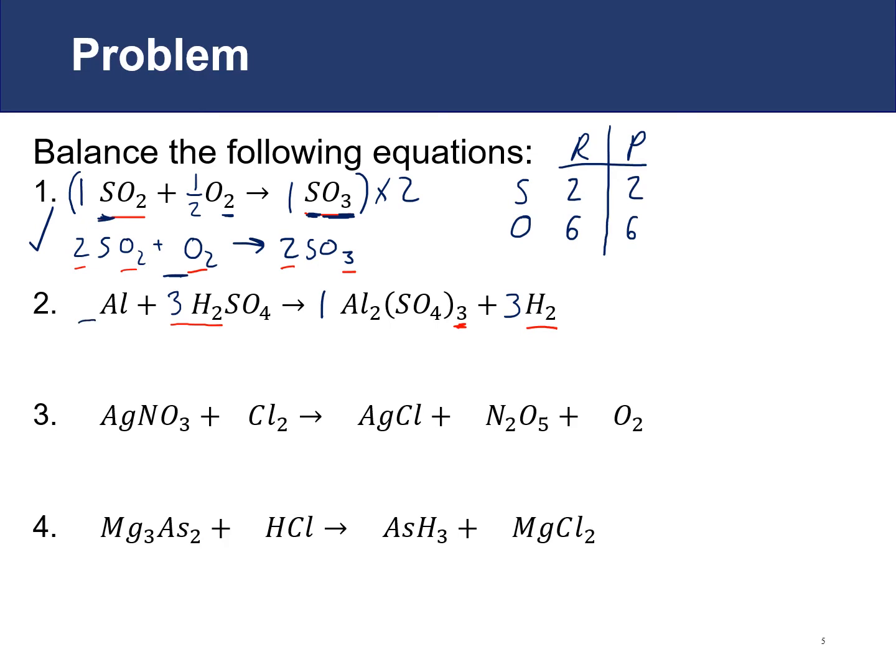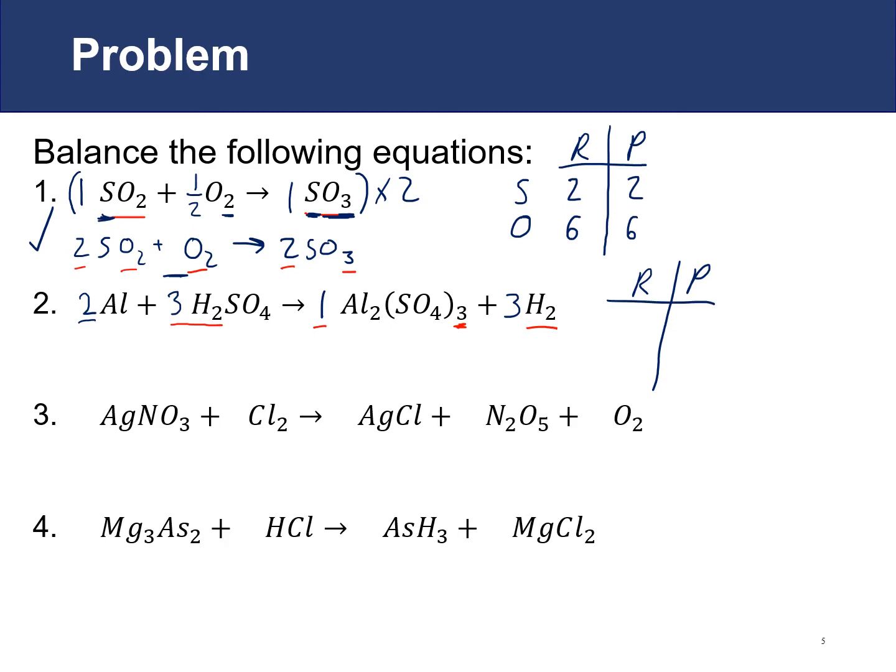So if I have a 1 in front of my Al2(SO4)3 taken 3 times, to balance out my aluminum, I will need to put a 2 in front of my aluminum on the left-hand side. I don't have any fractions, and so I can now proceed to making a table to make sure that the number of atoms on my reactant side is the same as my product.